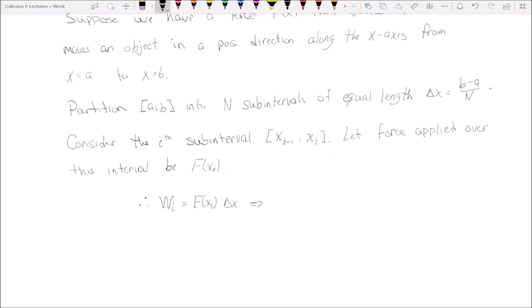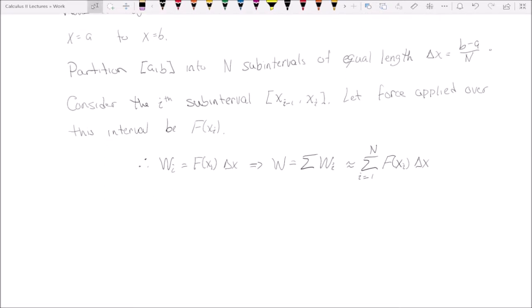This obviously means the total work done would be the sum of these, which is approximately the sum as i goes from 1 to n of f of x sub i times delta x. As the number of subintervals increases, our approximation gets better. This is a Riemann sum.